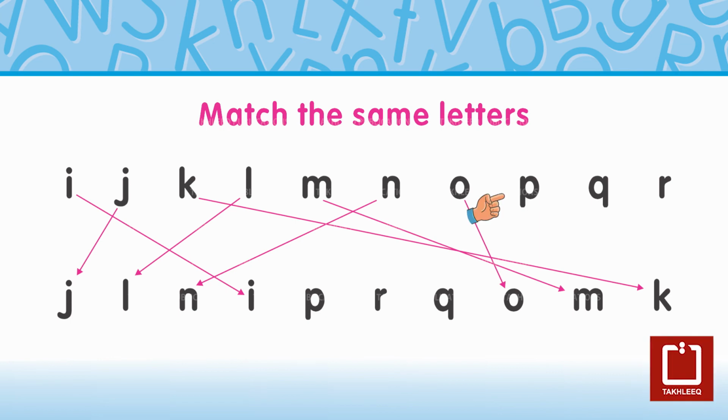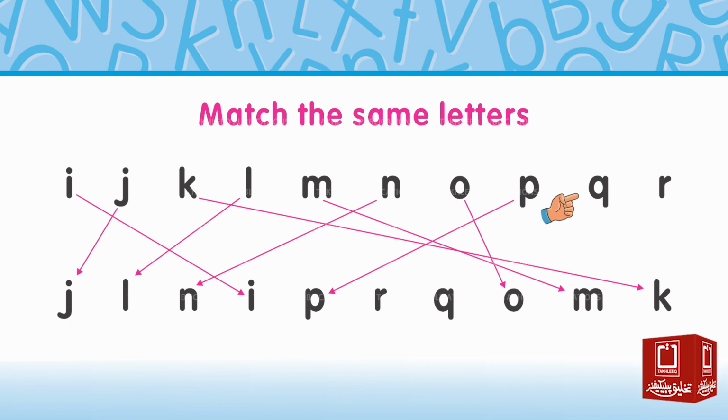This is small letter P. Now we search small letter P in the second row. J, L, N, I, P. Yes, this is small letter P. So we match both small letters P.